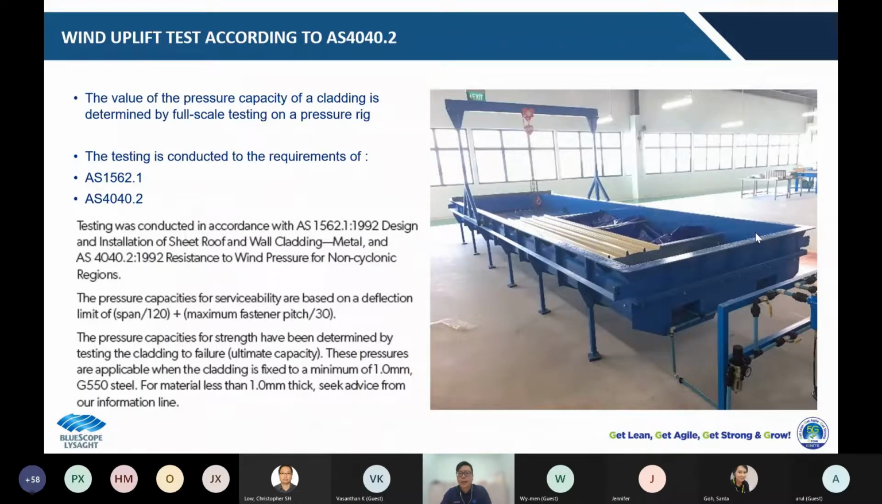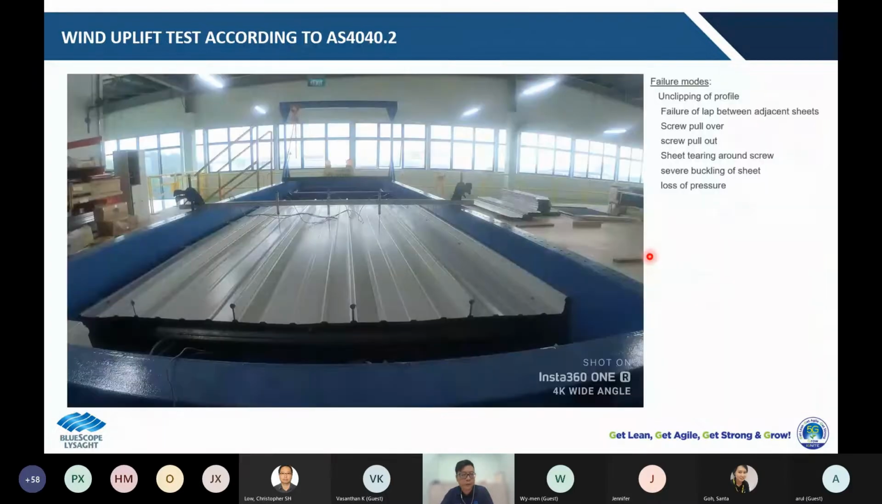Okay, this is the pressure rig that I mentioned just now. This is the pressure rig that we designed and fabricated by NS Boost Group to conduct the test according to AS 4040.2, and it operates using an airbag or direct air. Similarly to the concentrated load test, we'll conduct the wind uplift test in 2 stages, which are the serviceability and strength stages. How we conduct the test, I will show you later on. Okay, we go straight to this video. I will show you.